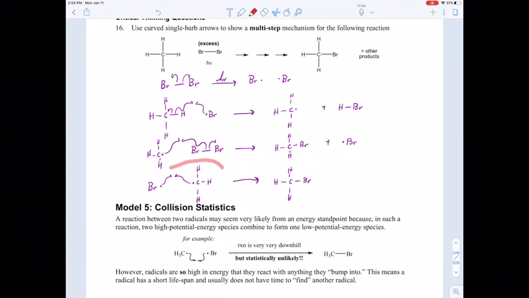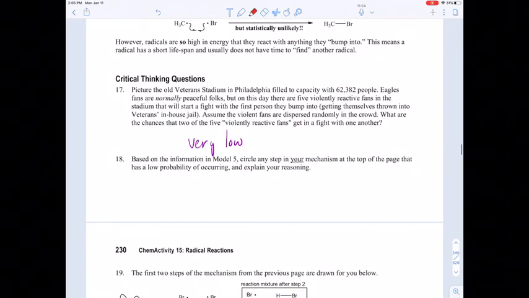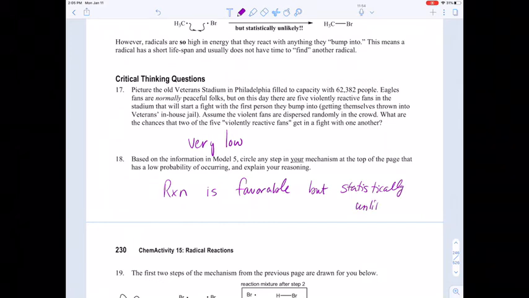And hopefully you're looking at this one right here. Energetically it's favorable, but statistically it's unlikely. So that reaction, yes, it is favorable, but it is statistically unlikely to happen because they're two radicals.